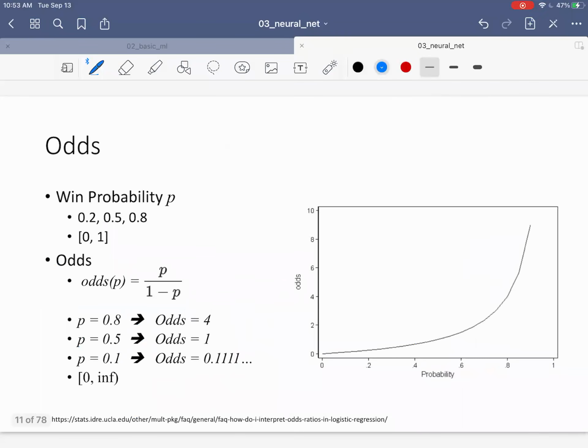Right. So how is it derived? How was it derived from a common concept like probability? So the win probability, we're just going to call the probability p a win probability. Suppose that you're doing a gamble.